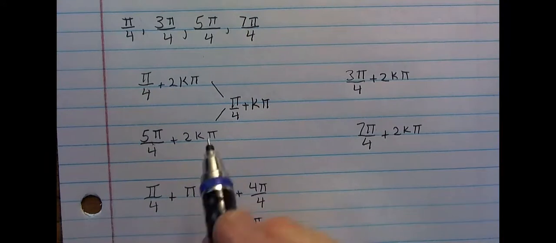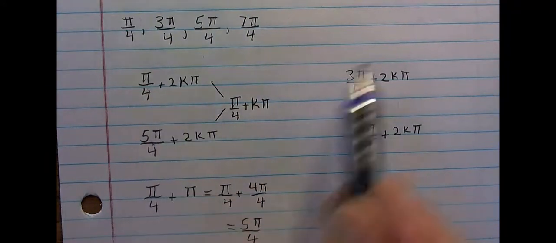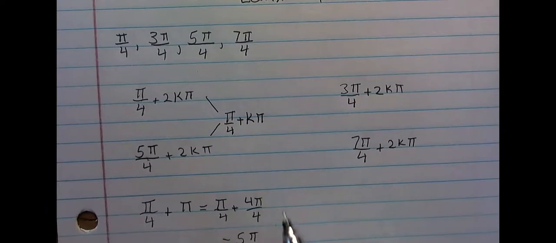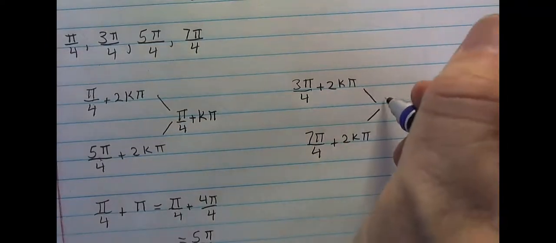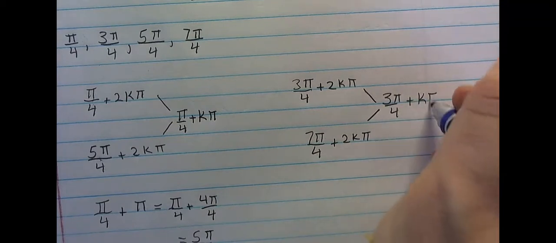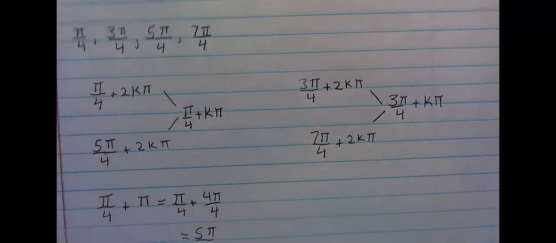Now, if you don't make this observation, that's fine. This is just a more concise way of writing the solution, realizing that tangent's period is pi. But you can combine these. And in the same way, you can combine these two to 3 pi over 4 plus k pi. So there we've represented all of the solutions.